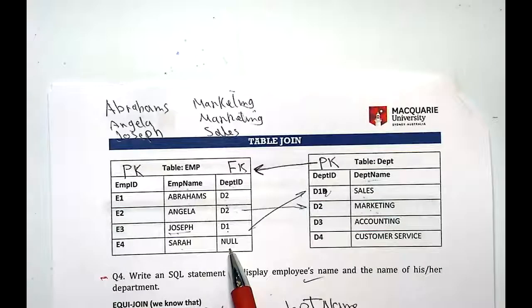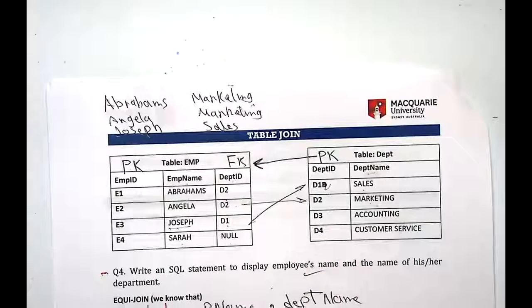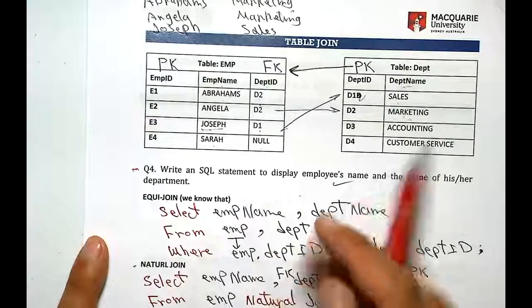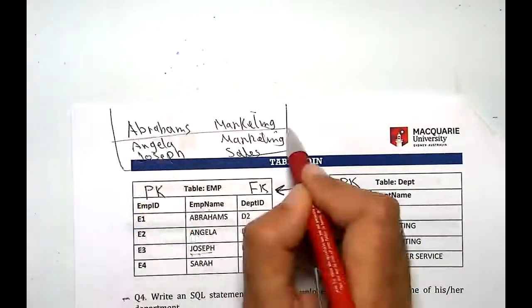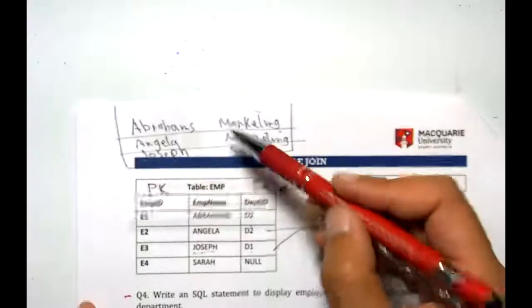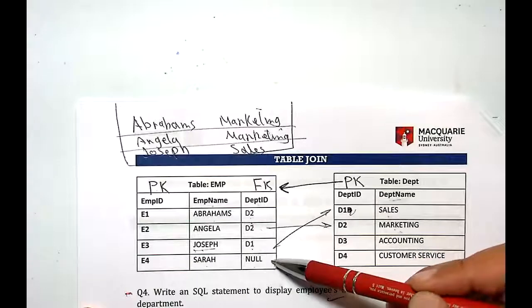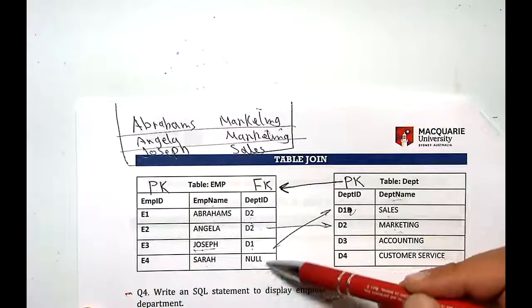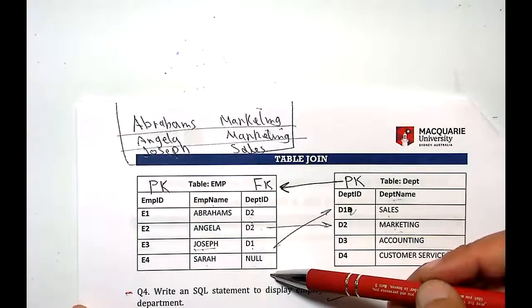And Sarah works in which department? In null. Okay, that means there is no foreign key here, and so there will be no matching. So in the first three types of joining, the output will be like this. Just three records, Abrahams, Angela, and Joseph. While Sarah, because she does not have a foreign key, there is no match, and so her record will not be displayed.